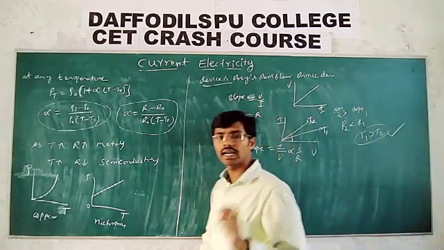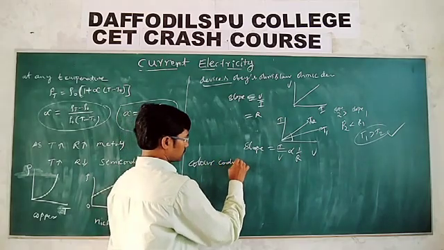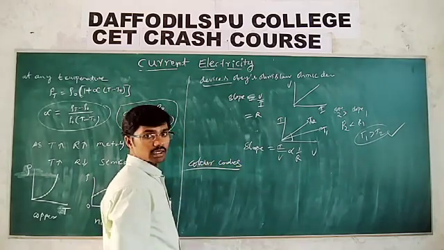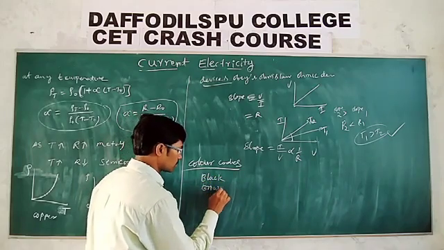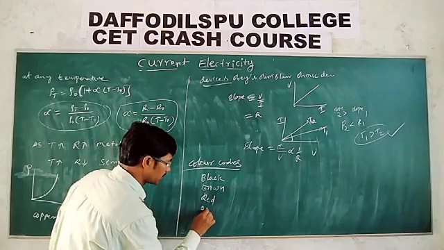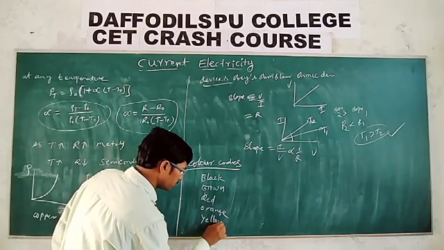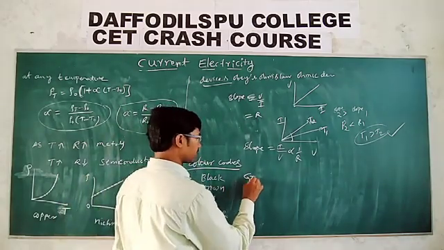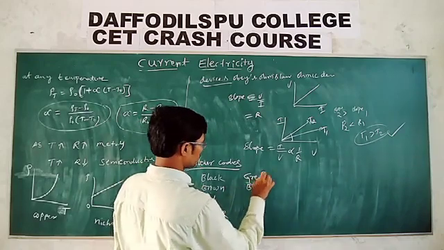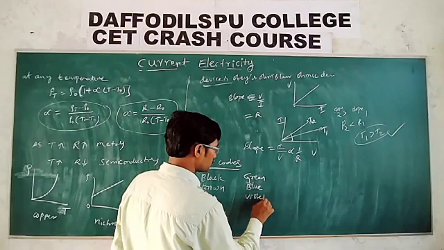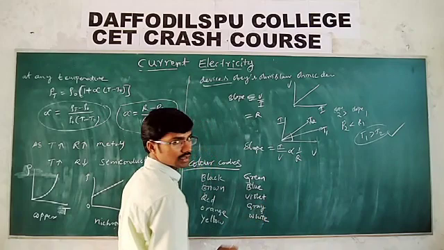And let me discuss the color codes of the resistors. What are color codes? We know black, brown, red, orange, yellow, green, blue, violet, grey, white. So these are the colors.